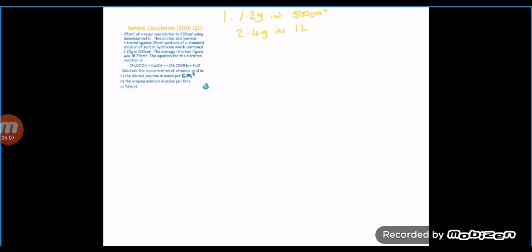Now, we know to go from grams to moles, you have to divide by your molecular mass. So the molecular mass of sodium hydroxide is equal to 40. So to find out the molarity of my sodium hydroxide solution, I must do the 2.4 and I must divide it by 40. And that gives me 0.06 moles. Now that's moles per litre.